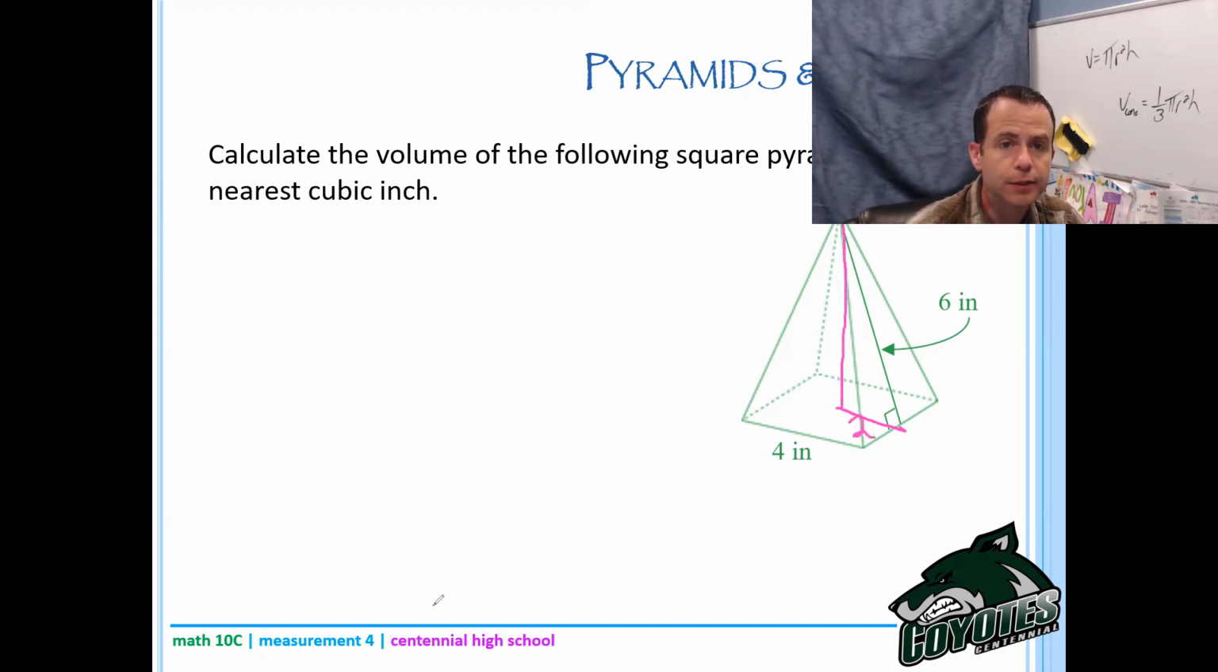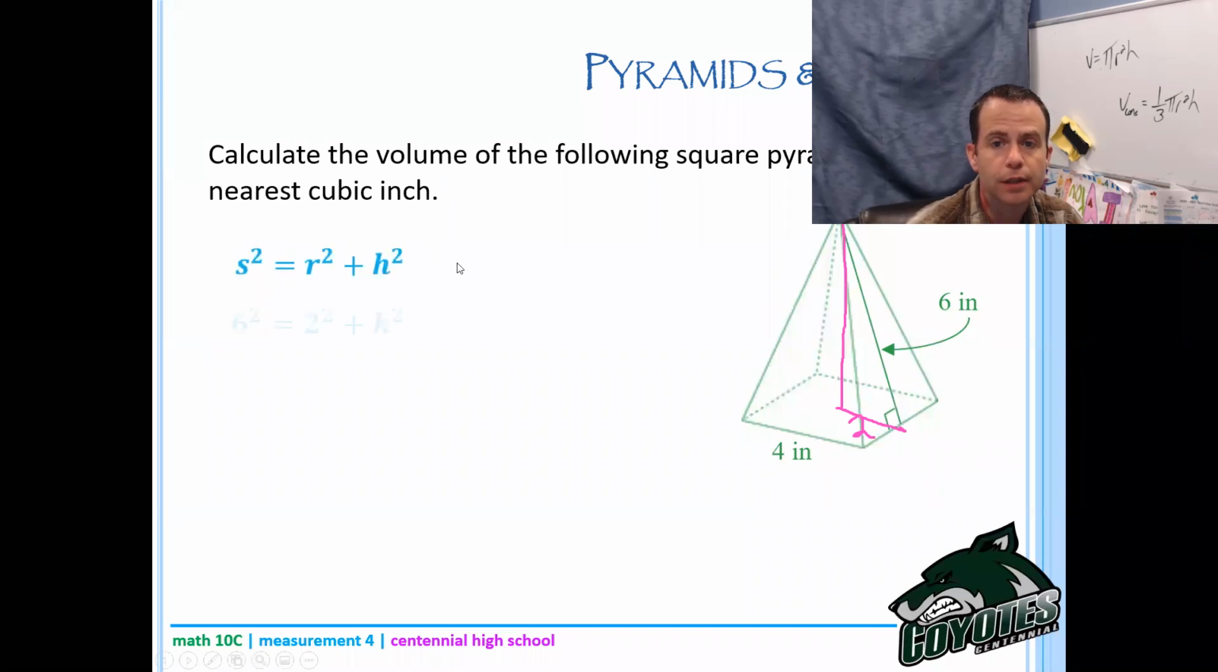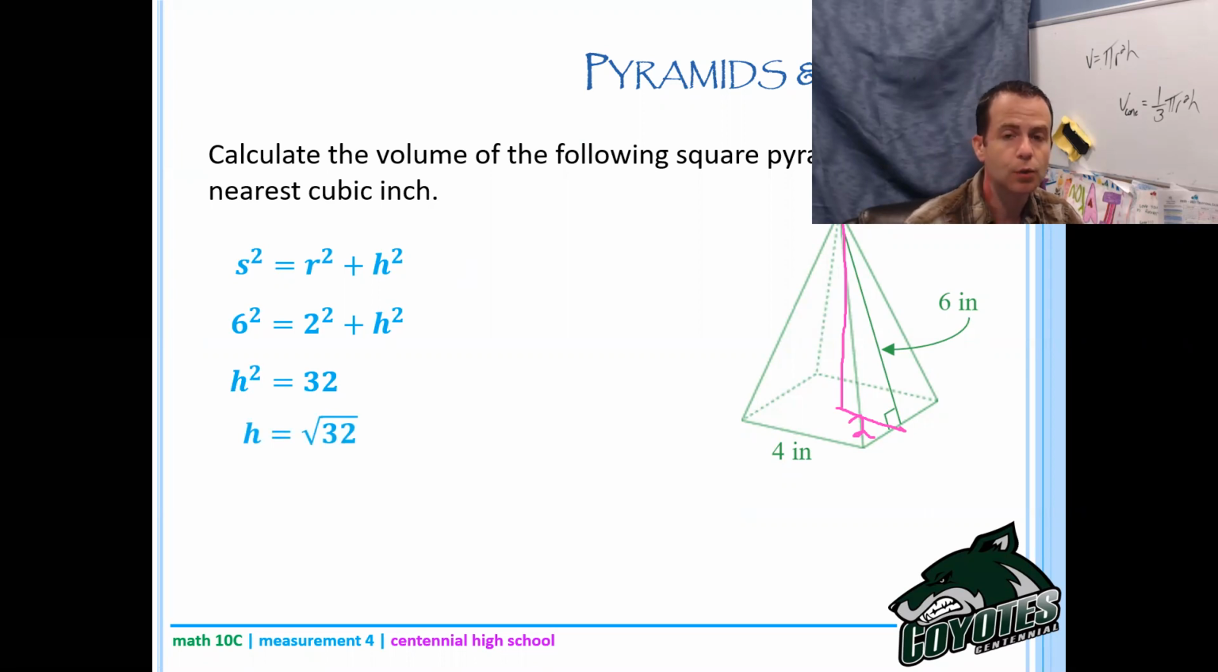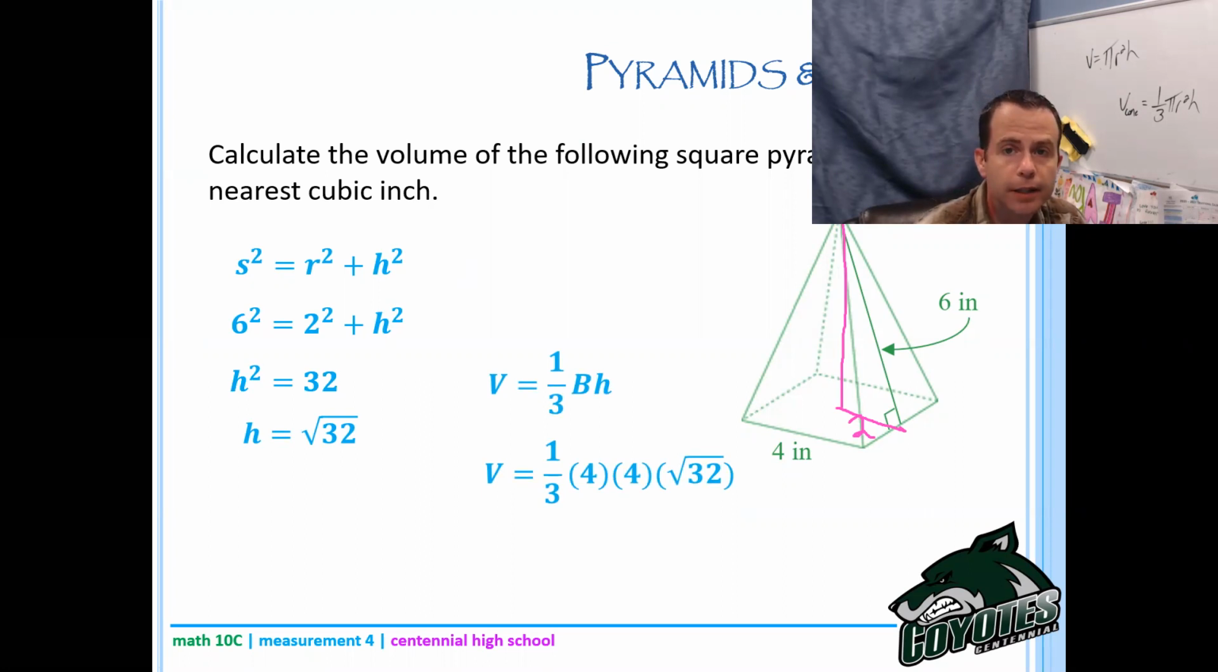So I'm going to go 6 squared equals 2 squared plus h squared. I'll go 6 squared minus 2 squared. That's going to give me 32, and then I'll call h the root of 32. So now the volume will be 1/3 base area times the height. The base area is 4 by 4 because I'm looking at a square. So I have 4 by 4 by root 32. Plug all that into my calculator. You should get 30 inches cubed when rounded properly.